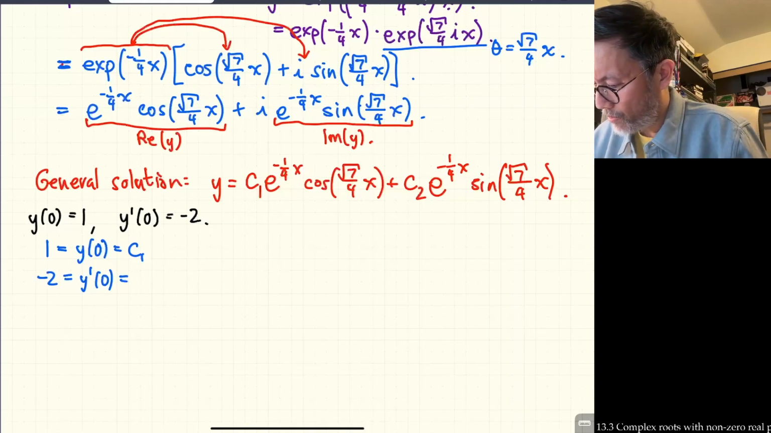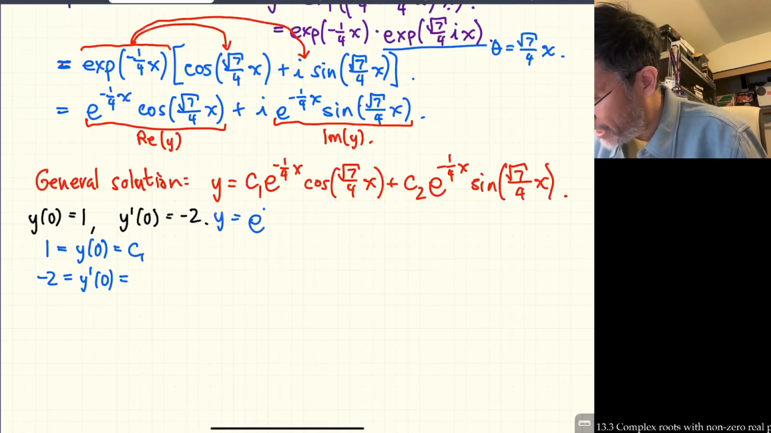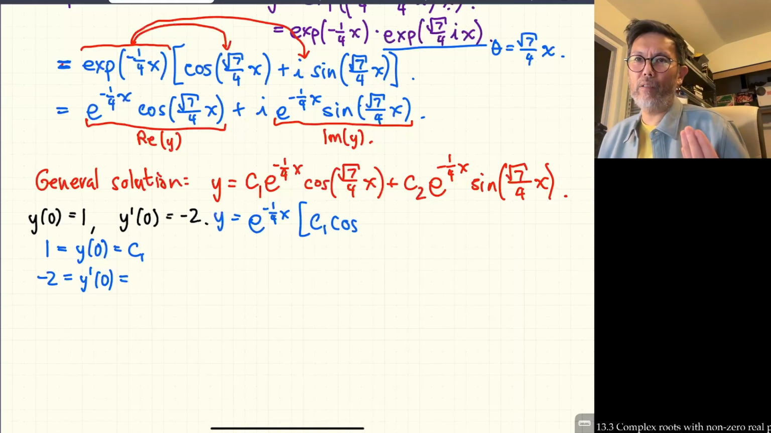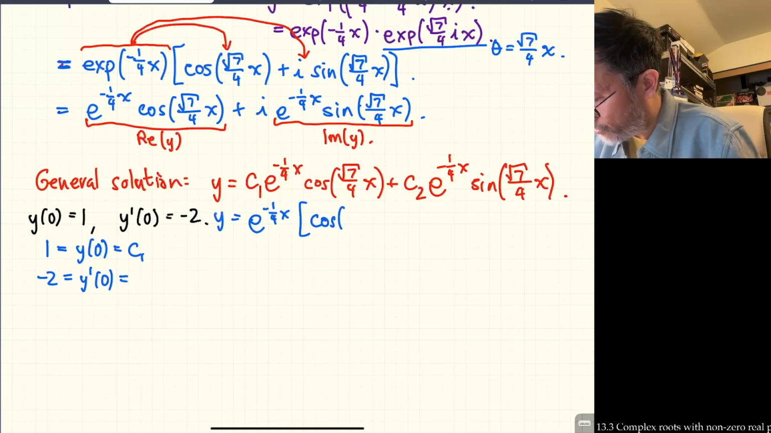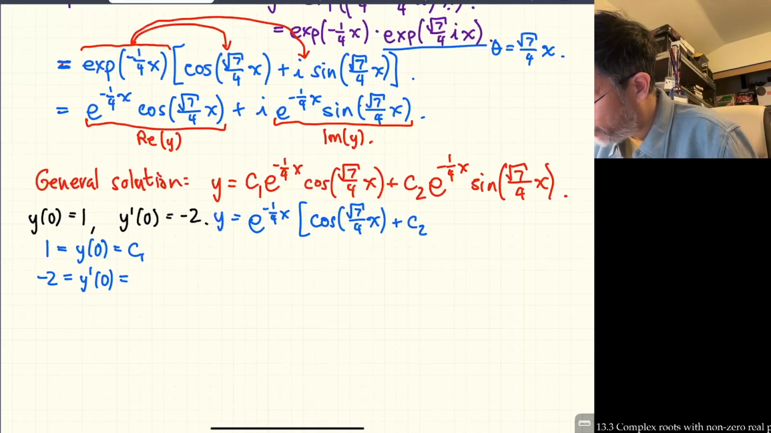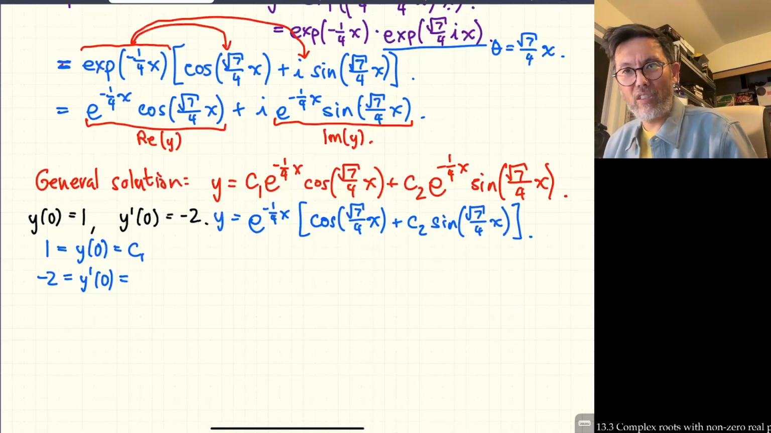So y is also equal to e to the negative 1/4 x times C1 cosine. Oh, and by the way, C1 we now know is 1, so maybe I won't even write that. It's just cosine of square root of 7 over 4 times x plus C2 times sine of square root of 7 over 4 times x. Remember, again, the C1's not missing. It's equal to 1, so I just left it out.